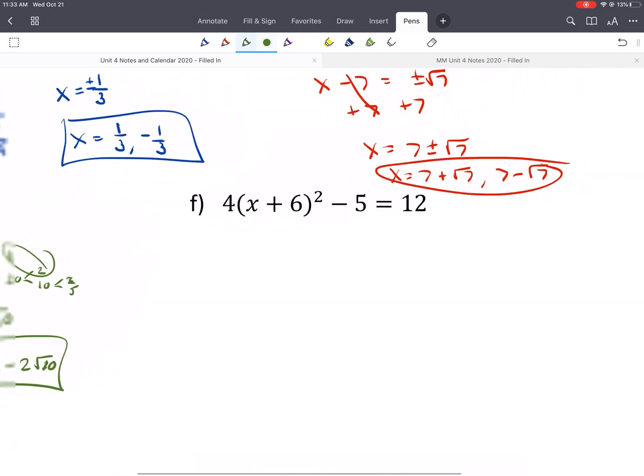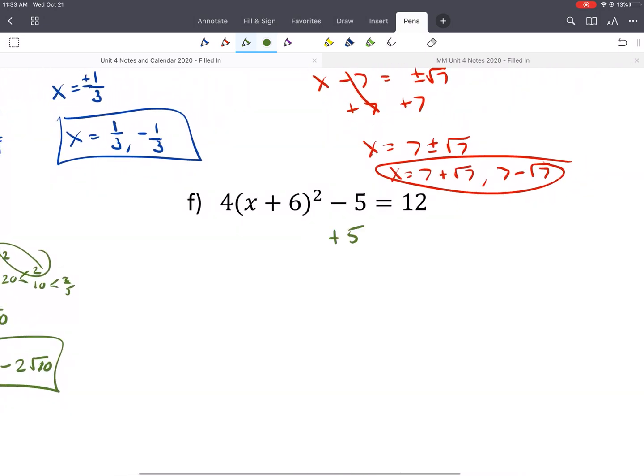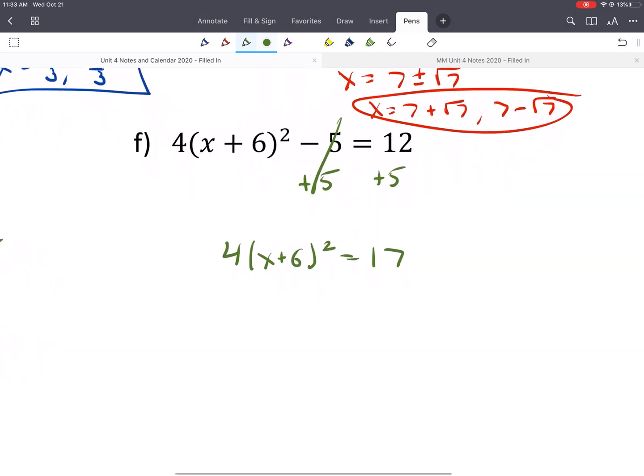And last but not least, plus 5, plus 5. Sorry, I don't know why I did that. Cross those off. So we get 4 times x plus 6 squared is equal to 17. Is that right? Yes. This is going to be a weird one, but it's okay. A little different. We'll divide both sides by 4. So we get x plus 6 squared is equal to 17 fourths.